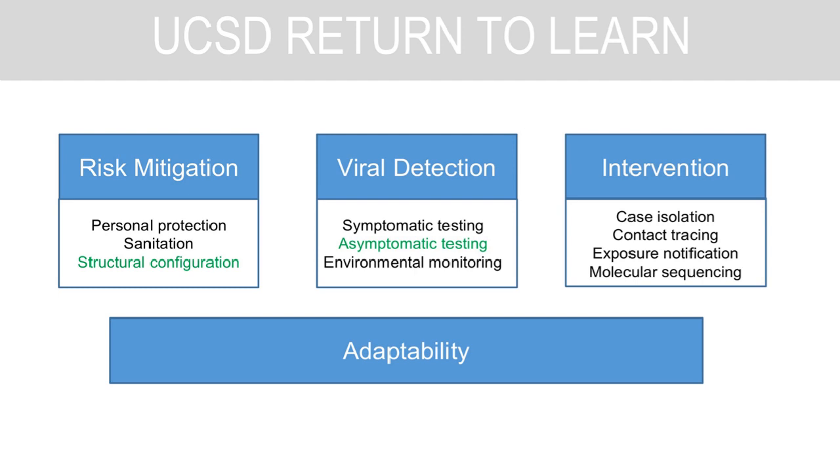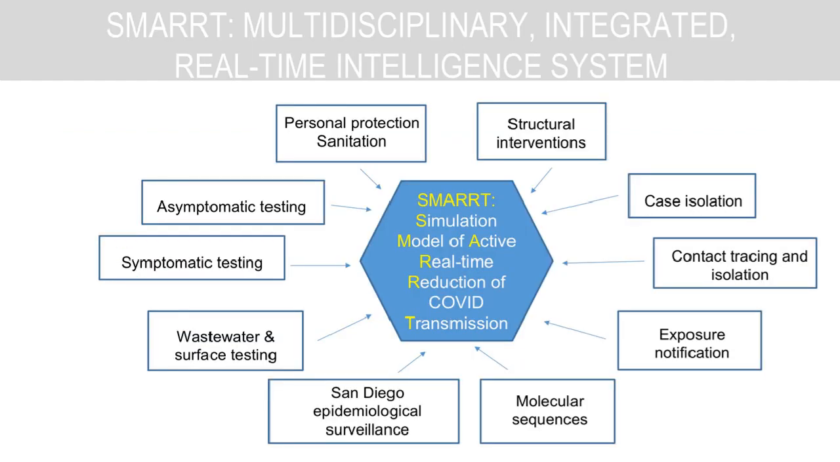Of course, these need to go hand in hand with traditional public health interventions such as case isolation, contact tracing, and exposure notification. And we're very interested, as well as molecular sequencing, to help us understand growing transmission clusters and how to best intervene. And our entire approach will be adaptable, understanding that we want to take the information that we learn in real time and adapt as we go, so we are always using the best approach tailored to the setting that we're in.